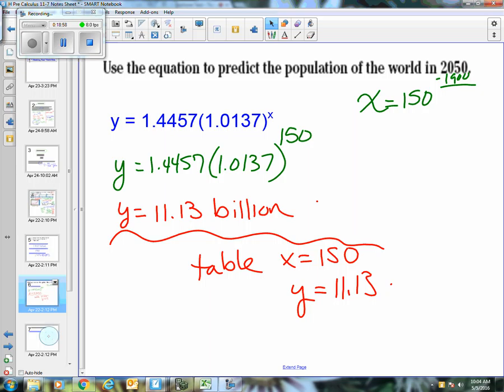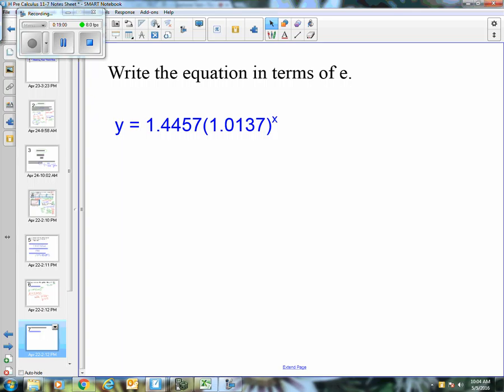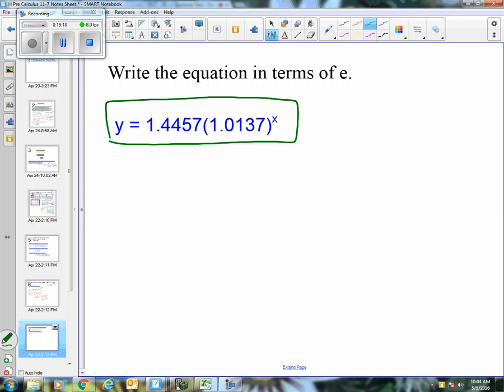Okay, so we got a couple different models. Now here's the last thing that we're going to talk about today, and this is so cool. Remember how we've talked about that you can model equations either with the 1 plus or minus r to the n or to the t, whatever variable you want to use, or you can use e. Here's where we finally show how we can go back and forth between one and the other. This is so cool. All right, so this is the original equation that we've been talking about.